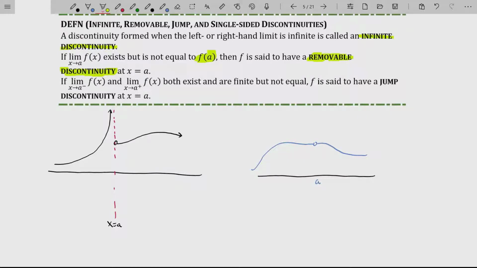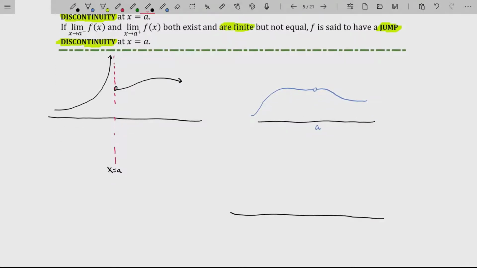The next one is where the limit from the left and the right both exist, but are not equal. And by the way, they both exist and are finite. That's critical. Exist and are finite, but not equal. It's called a jump discontinuity. So let's showcase what that is. Both the limit as x approaches a from the left and the right should exist. So the one-sided limits exist. Let's say that looks something like this. The limit from the left and right are finite. They just don't match up. This is called a jump discontinuity.